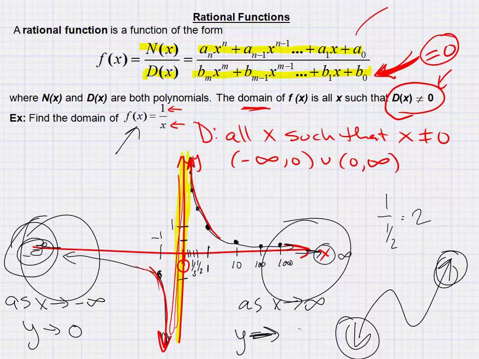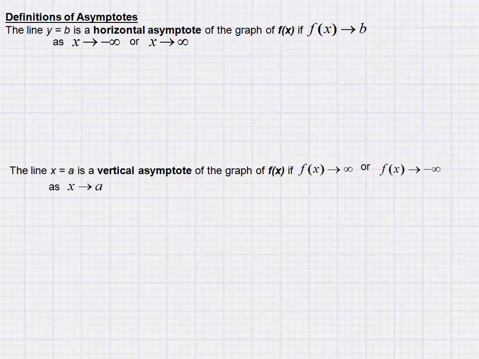Y is going to 0. So we call that a horizontal asymptote. And this one in the middle we call a vertical asymptote. So we have to define those two things. So we want to define these asymptotes.